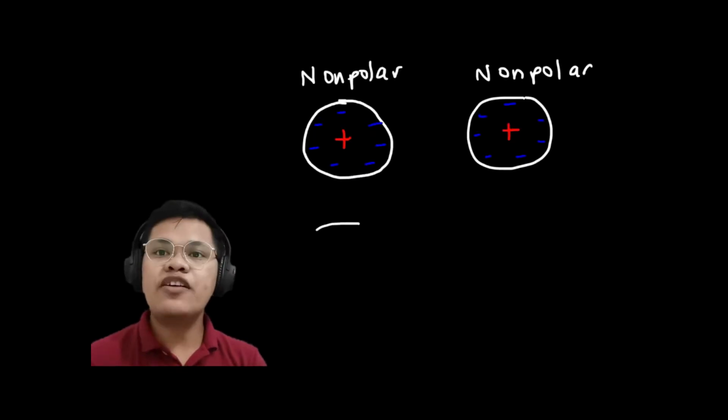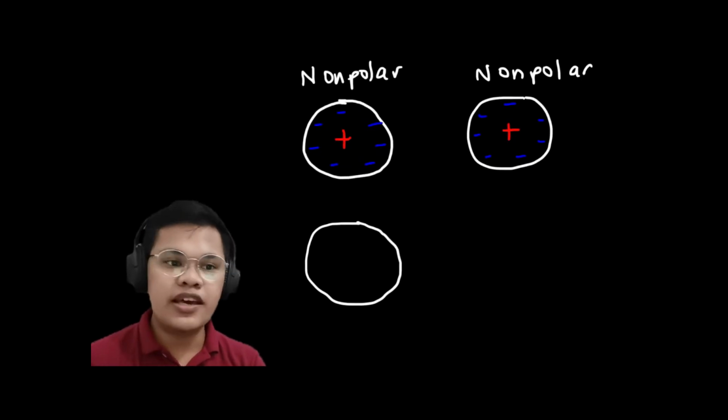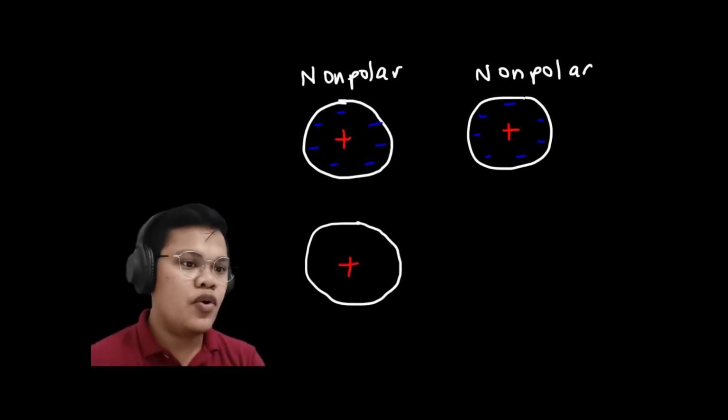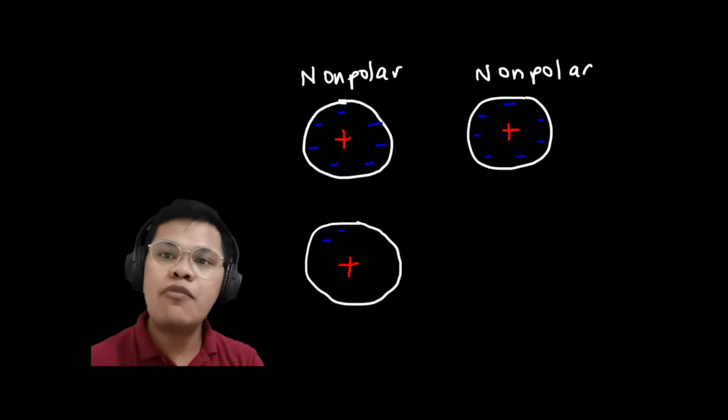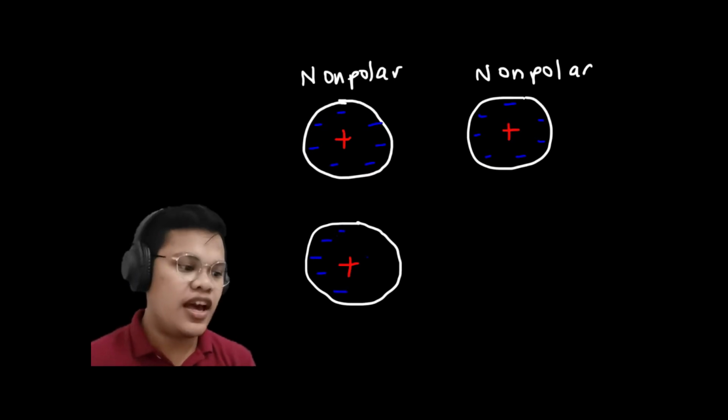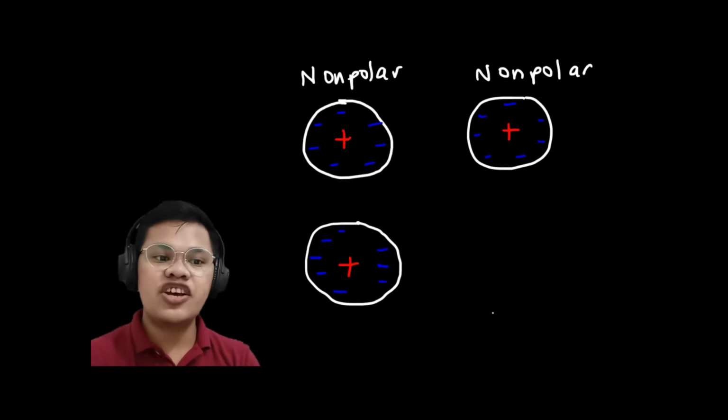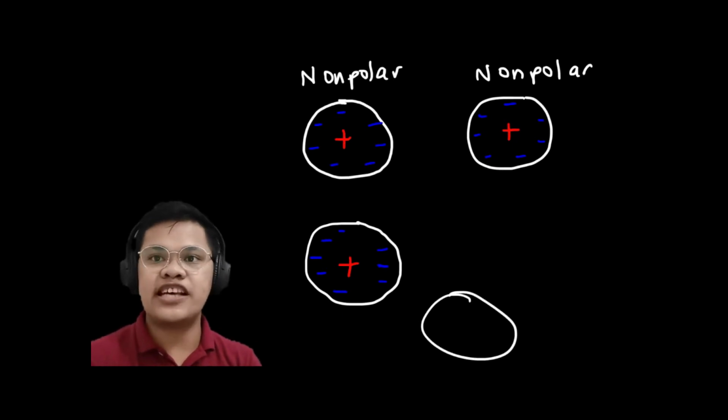When the electrons are evenly distributed in an atom, we have a nonpolar atom. Now, because the electrons are constantly moving, there's going to be a moment where one side of an atom will have more electrons than the other side. In that case, the electron cloud is distorted, so we have an excess of negative charge on the left and a deficiency of negative charge on the right side of the atom.